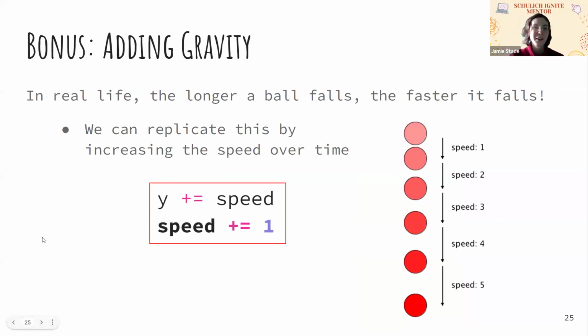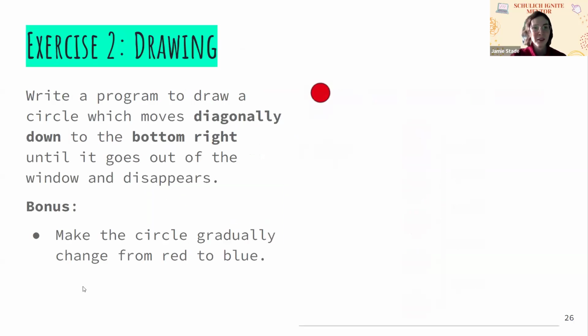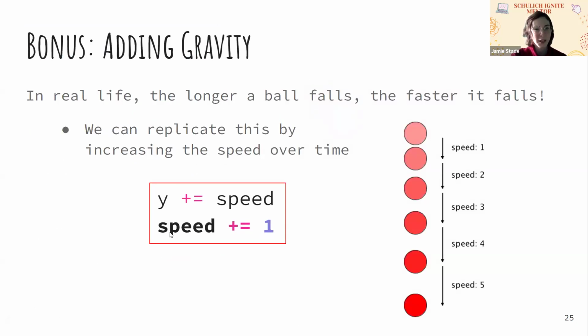So here's what that would look like. So not only are we updating the position with the speed, we are now also updating the speed with the acceleration, which in this case is just 1, but that can be something different. If you wanted to replicate the Earth's actual gravity, you could set speed as 9.81. But in this case, it falls with acceleration. So that means it's speeding up as it goes down.